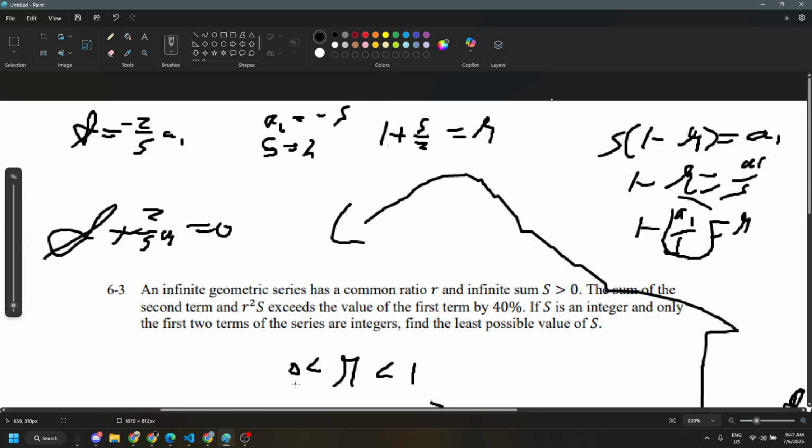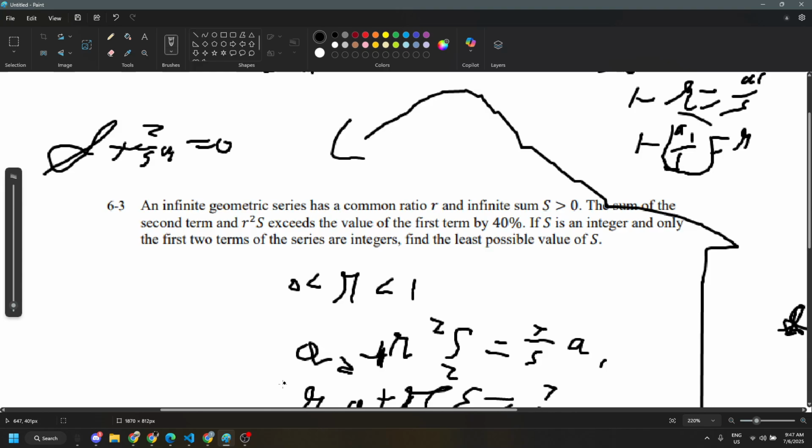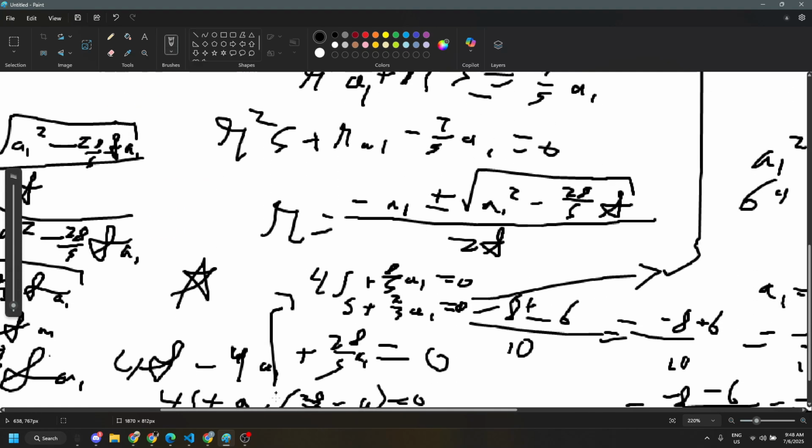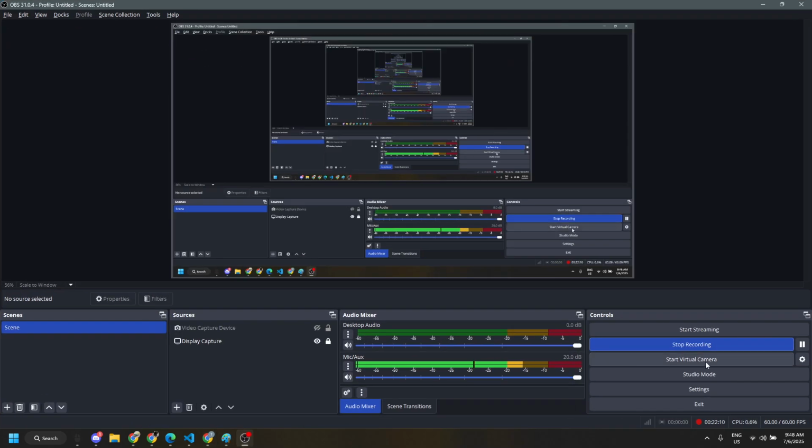And then they found if s must be an integer, a must be divisible by 5. I did know a must be divisible by 5. And only the first two integers. Then the first term is divisible by 12 because r is 7 over 12. Therefore, the least possible a is 60, making the least possible value of s 12 over 5 times 60 equals 144. Okay, I don't really know what I did wrong, but I'll leave that up to you guys.